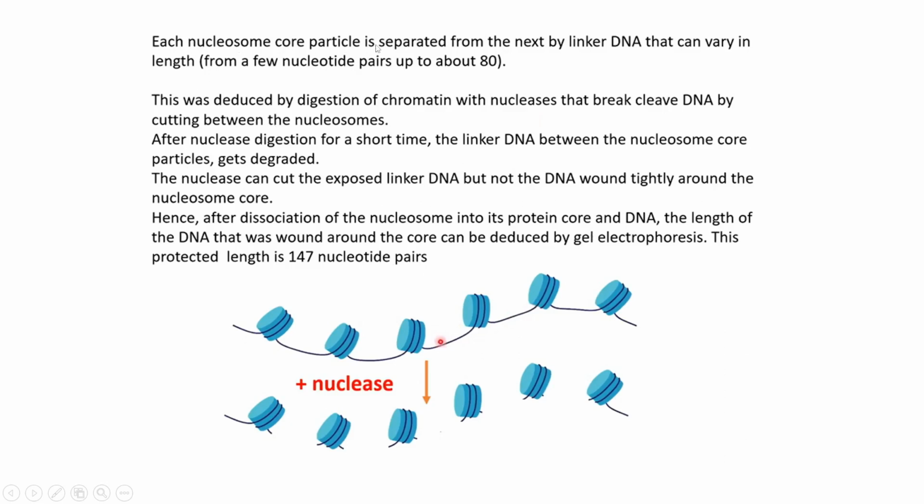Each nucleosome core particle is separated from the next by a linker DNA. Here you can see one histone and another histone, and in between there is a linker DNA, which varies in length from a few nucleotide pairs to around 80 nucleotides. The DNA wrapped around the histone is around 147 nucleotides, plus around 80 nucleotides of linker, so in total there are around 200 nucleotides of each component, including the nucleosome and the linker.